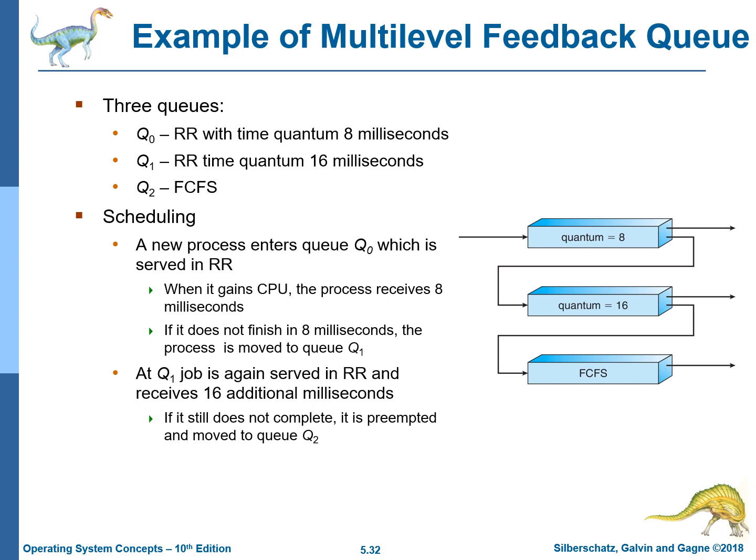which is served in round robin, when it gains CPU, the process receives 8 milliseconds. If it does not finish in 8 milliseconds, the process is moved to Q1. At Q1, the job is again served in round robin and receives 16 additional milliseconds. If it still does not complete, it is preempted and moved to Q2.